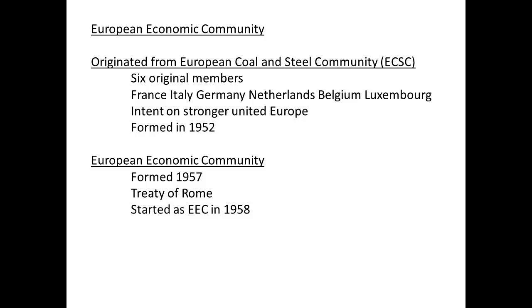Finally, we are going to take a brief look at the European Economic Community, the EEC. This began as 6 countries joining together to form the European Coal and Steel Community. There were 6 original members: France, Italy, Germany, Netherlands, Belgium, and Luxembourg. The community was formed in 1952 to provide a stronger and united area in Europe.